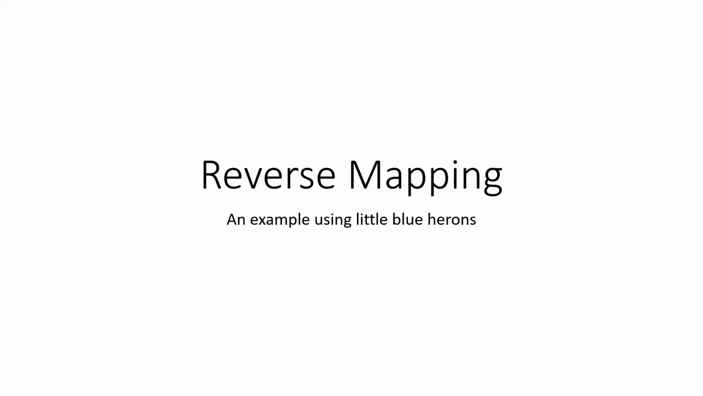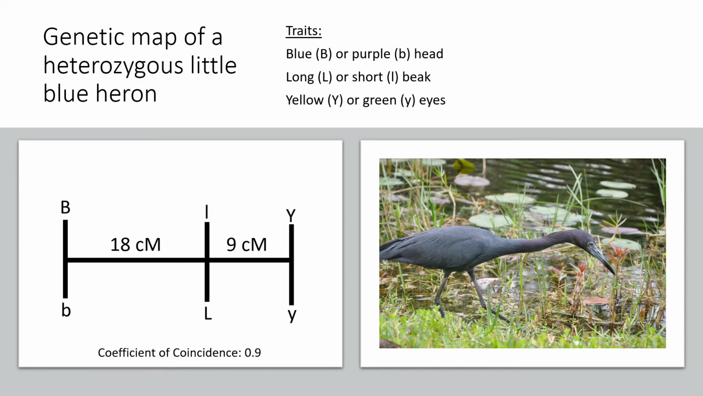Hello, today we'll be going over an example of inverse mapping using little blue herons. Here we have an example of a heterozygous little blue heron with three alleles on one chromosome. These alleles are for purple or blue head, a long or short beak, and yellow or green eyes.